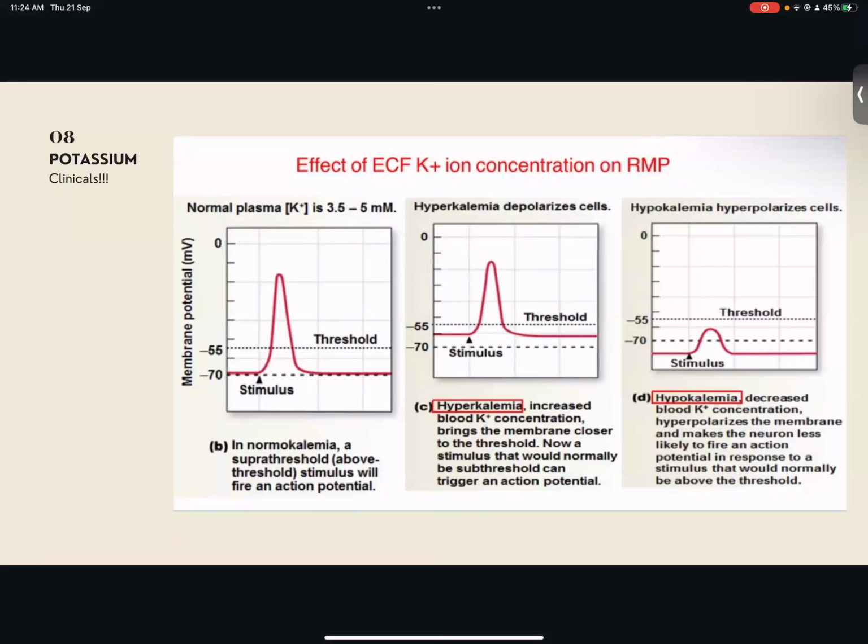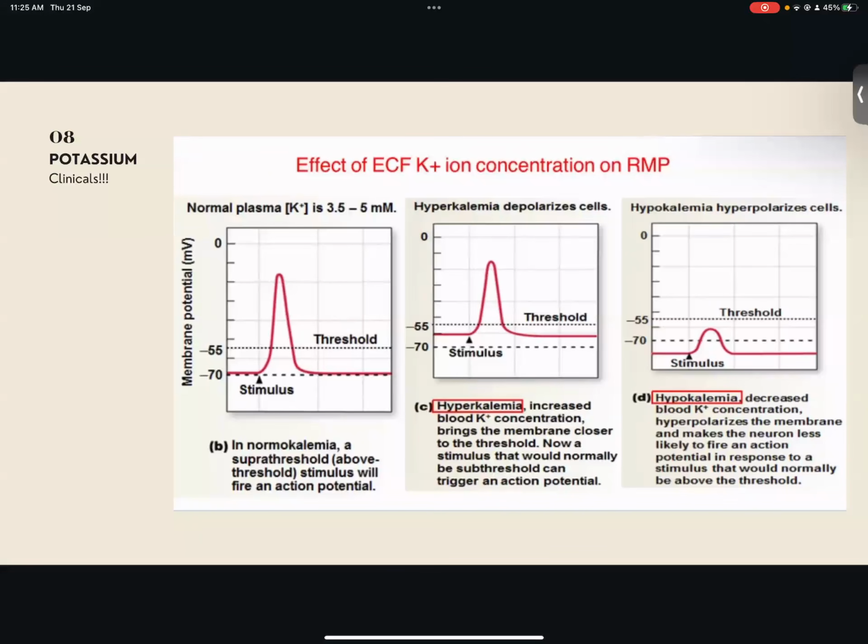So decreased blood potassium concentration will hyperpolarize the membrane and make the neuron less likely to fire an action potential in response to a stimulus that would normally be above the threshold. Okay, now in this case, take a stimulus that normally in normal kalemia will lead to an action potential. It's a very strong stimulus. It will take it above threshold. In normal kalemia and also in hyperkalemia, that same stimulus will cause an action potential.